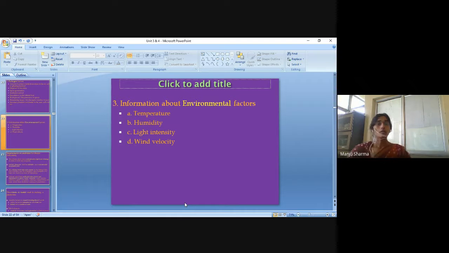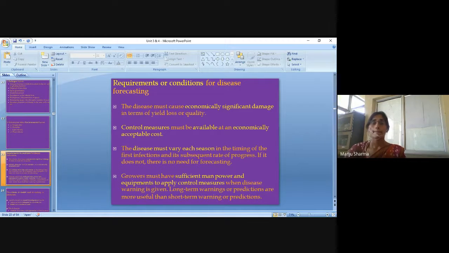Now, the third thing is the information about environmental factors, in which there are temperature, humidity, light intensity, and wind velocity.